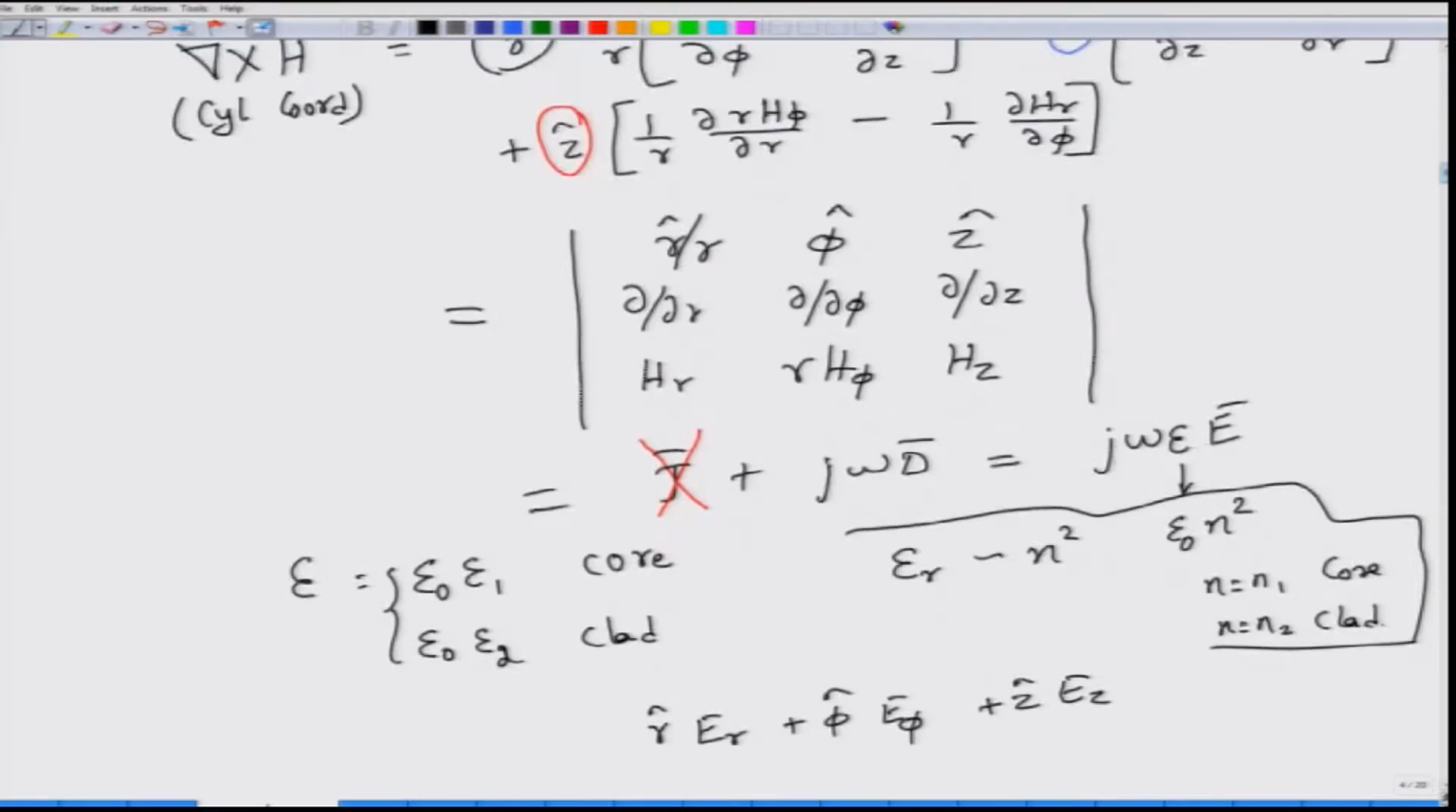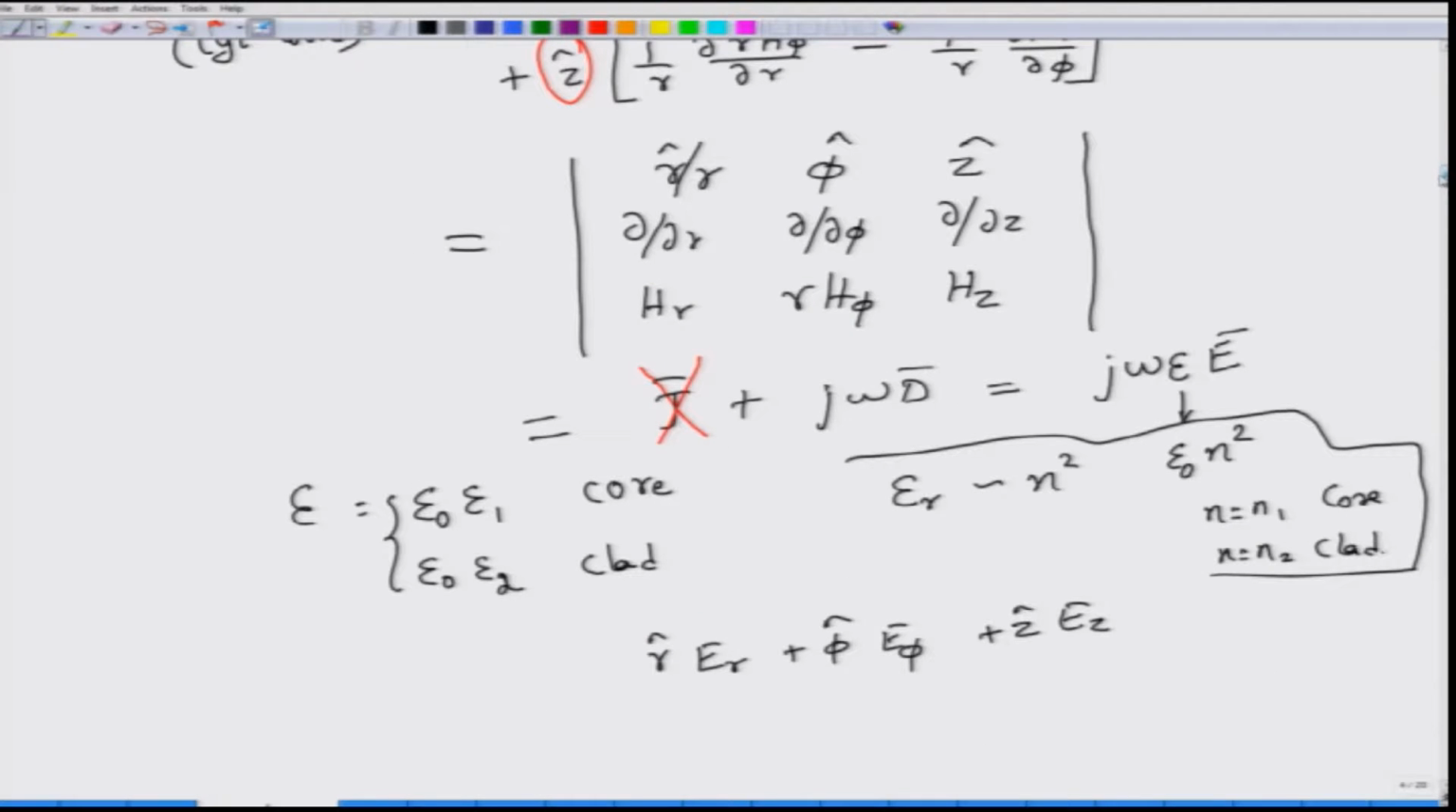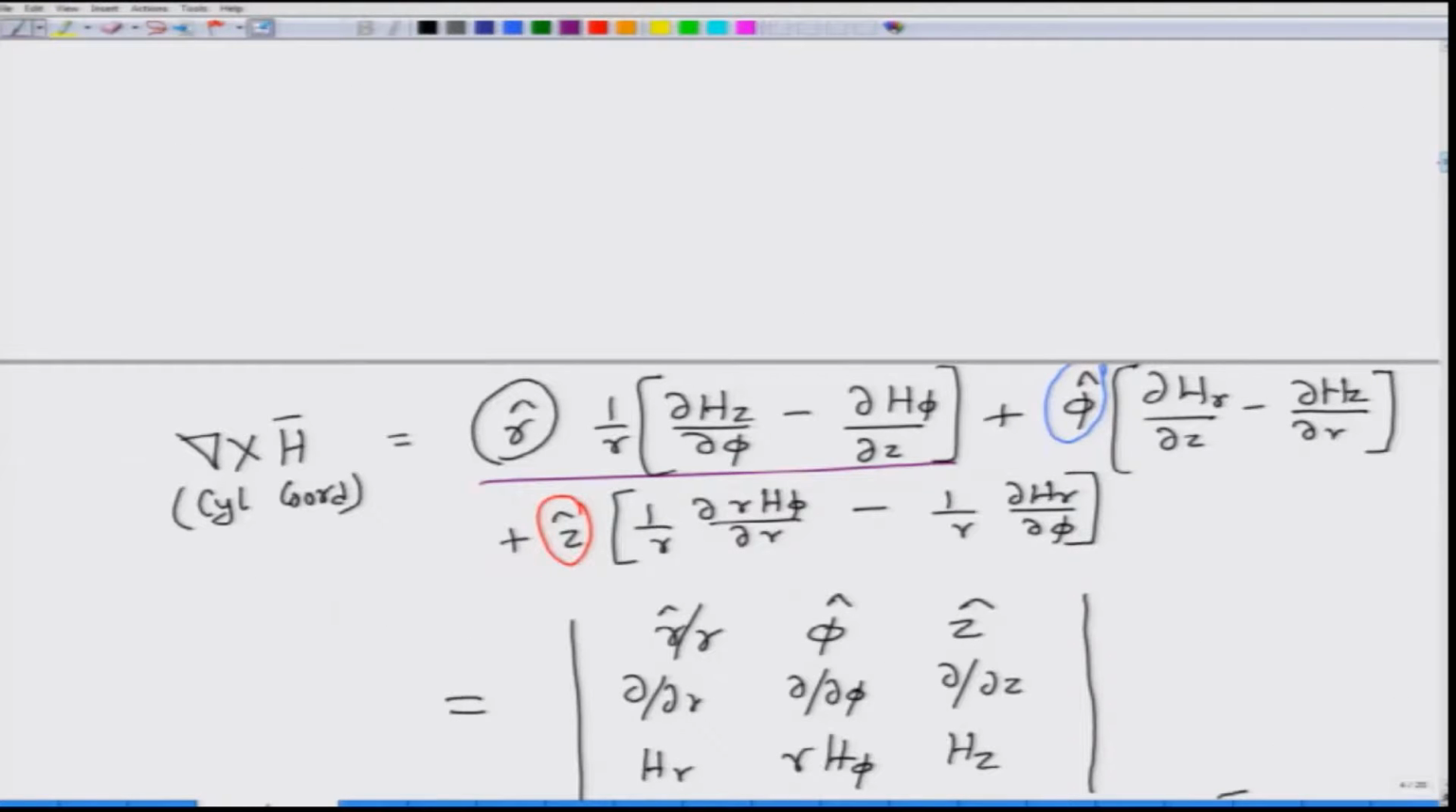Then you can equate the r component on the left hand side, which is this expression, to the r component on the right hand side, which is j omega. So if you multiply this whole thing by j omega epsilon, then j omega epsilon E r must be equal to this expression, okay, the one that I am showing here.